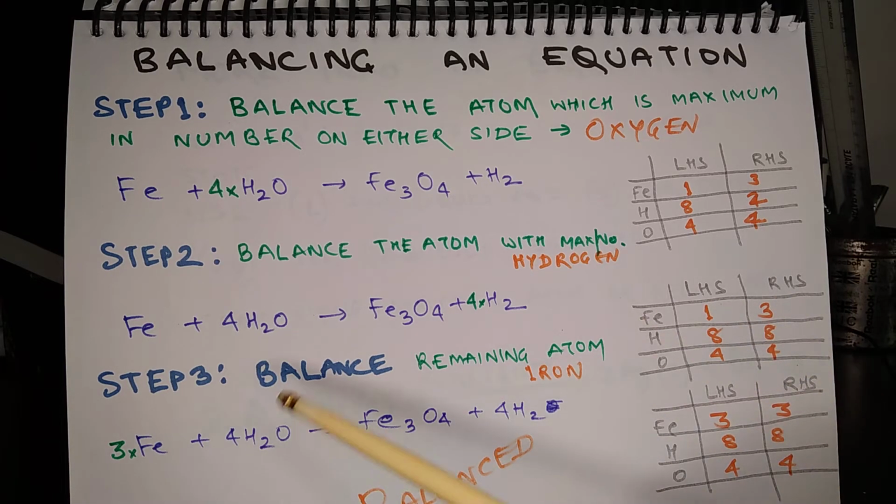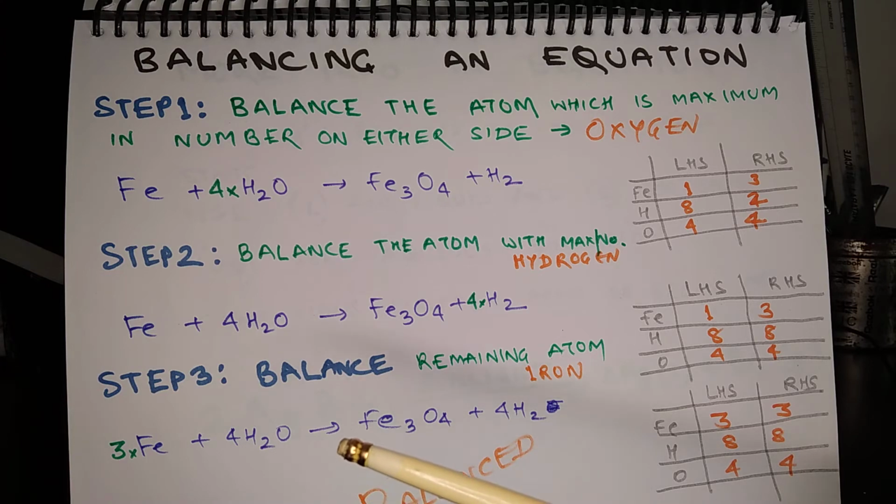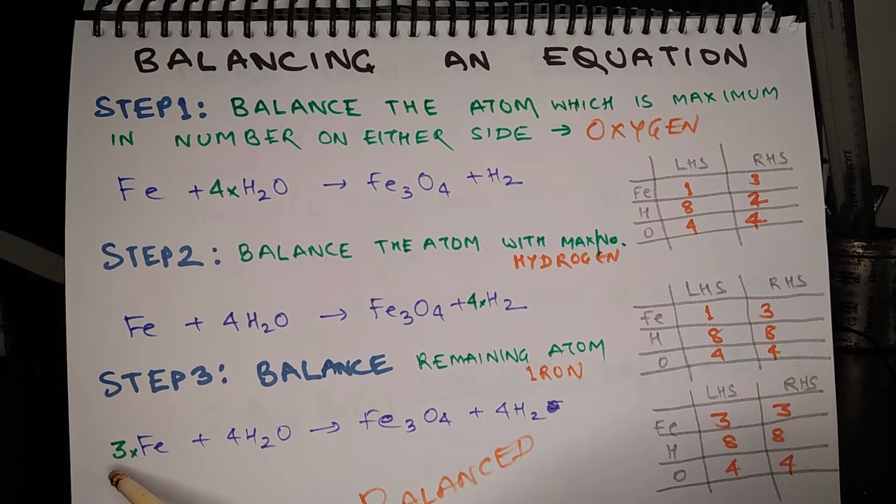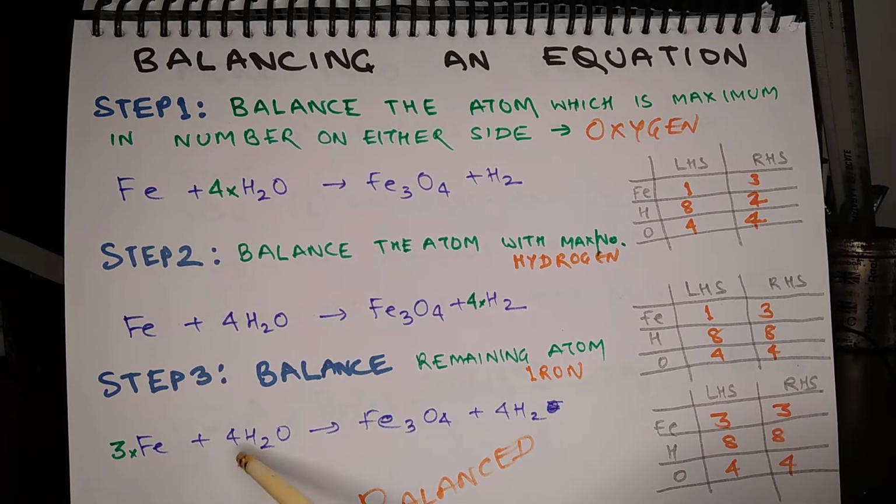Now step 3 is to balance the remaining atom. Iron is the only atom left with unbalanced numbers. This is 3 over here and 1 over here. In order to balance this, we will write 3. So now the equation reads 3Fe plus 4H2O is equal to Fe3O4 plus 4H2.